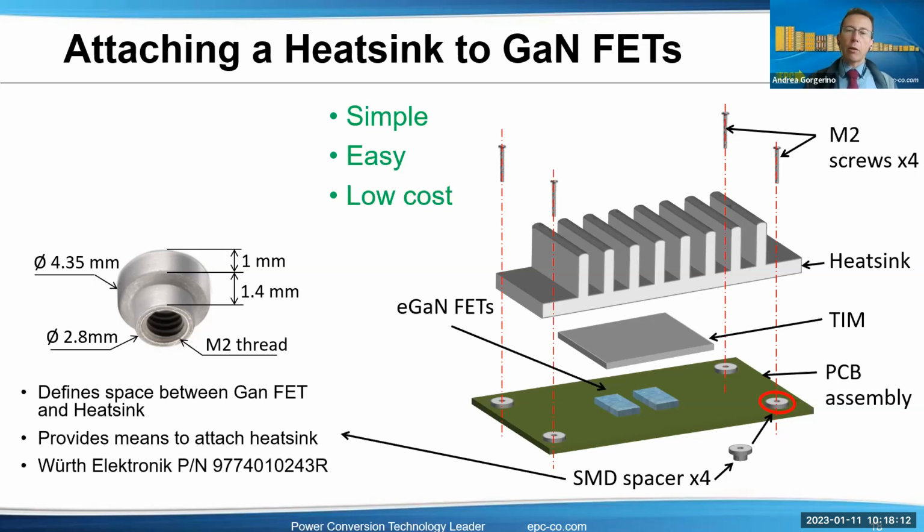We use a TIM, of course, between the heatsink and the components, which gets compressed during assembly. There are some very good TIMs available right now, up to 17 watts per meter Kelvin. These really lead to some very efficient cooling of the devices. And again, the devices are very small, so the TIM amount required is very, very small.